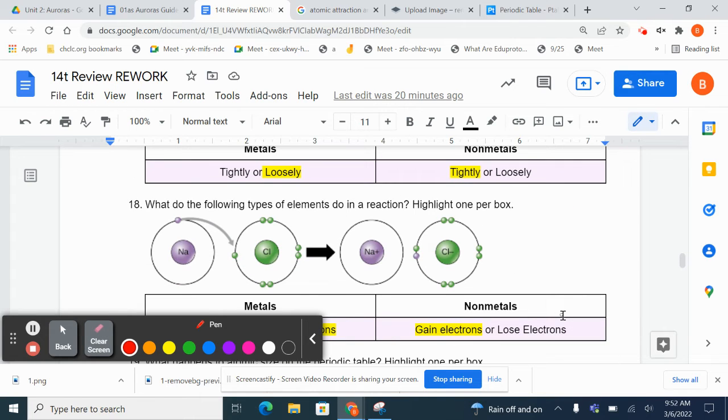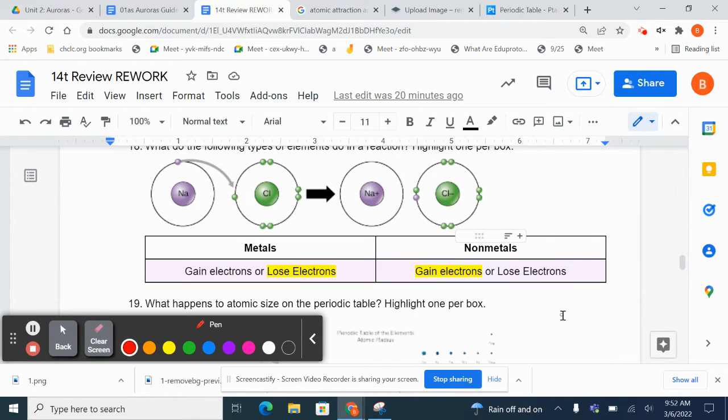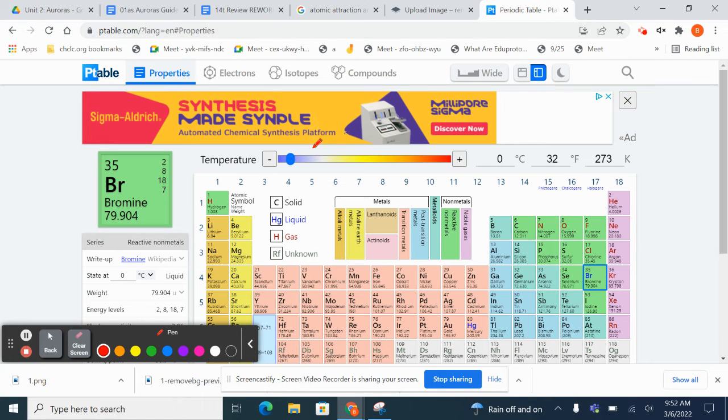All right, so what do the following elements do in a reaction? So let's look at this. I just put a little diagram in here so we could see visually what happens to metals in a reaction, what happens to nonmetals. So in this case, if you think about sodium, let's first check if that's our metal or our nonmetal. So we can see here on the periodic table, sodium is over here. Sodium is a metal on our periodic table.